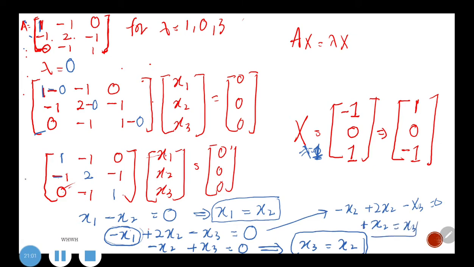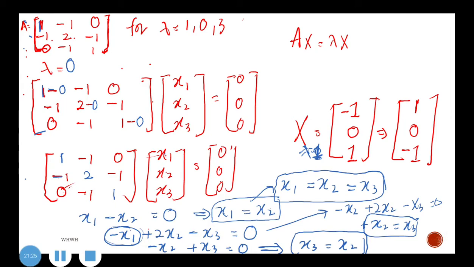So maknanya, this is the equation. x1 sama dengan x2. x2 pula sama dengan x3. So, in conclusion, maknanya x1 sama dengan x2. Then, x2 pula sama dengan x3. Faham? So, maknanya all the three elements for the eigenvector for lambda equals to 0 will be any value. So, any value that will make all the elements equal.